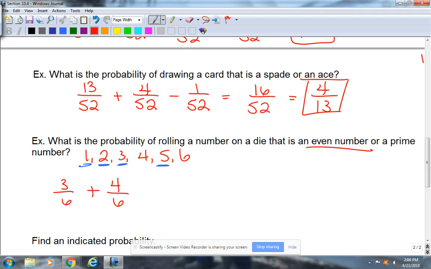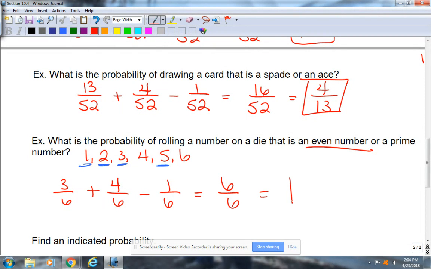Now, are there any numbers that are even and prime? What number is even and prime? 2. So what's the probability I get a 2? 1 out of 6. So I have to take that away. Anything that overlaps after you add, you subtract that part off. Does that make sense? Because we don't want to count it twice. So 3 plus 4, 7 minus 1 is 6 out of 6, which is what?